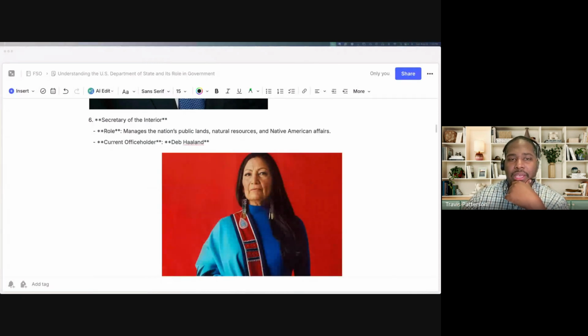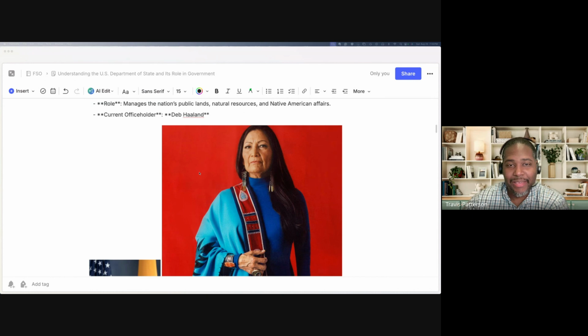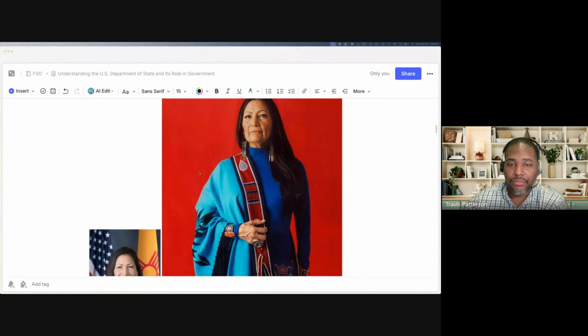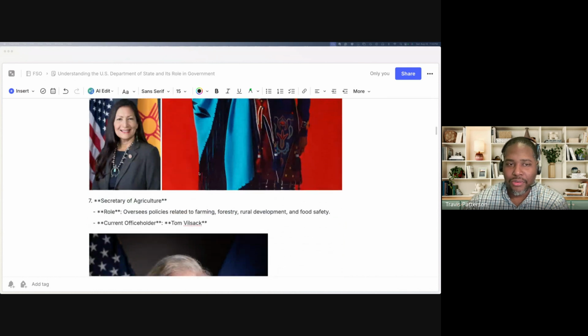Manages the nation's public lands, national resources, and Native American affairs. I think that's critical, important, very demure. Deb Holland, or Holland. I got two pictures of her. I think she's incredible.